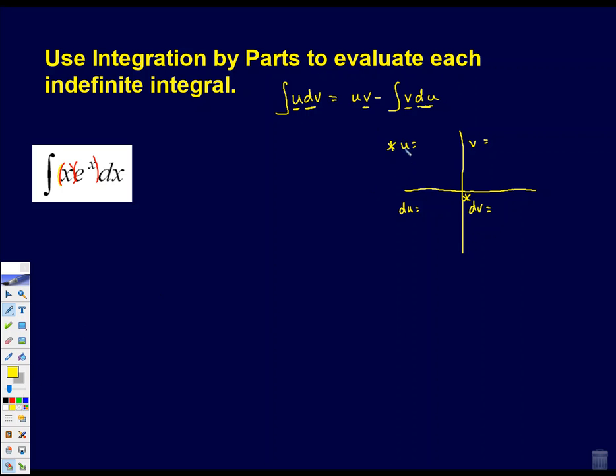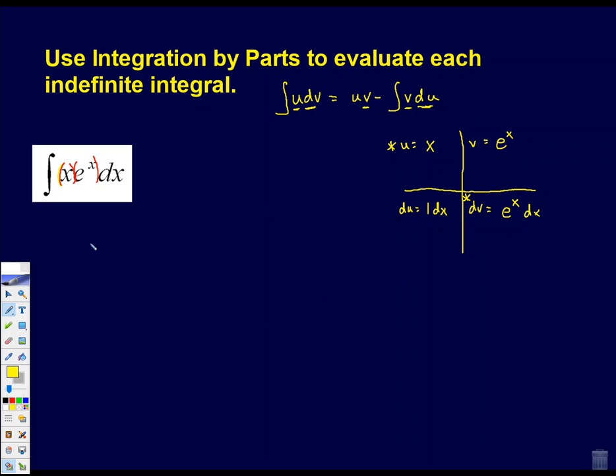So remember, the guideline said pick something for dv that you know the antiderivative of, and try to pick the most complicated part you can find whose antiderivative you would know. Now, x and e to the x both have pretty easy antiderivatives, but typically e to the x would be considered more complex. And also, the second guideline says pick something for u whose derivative is simpler than u. Well, in this case, if u is the factor x, its derivative is simply 1, and that's for sure simpler. And if e to the x is dv, v would also be e to the x.